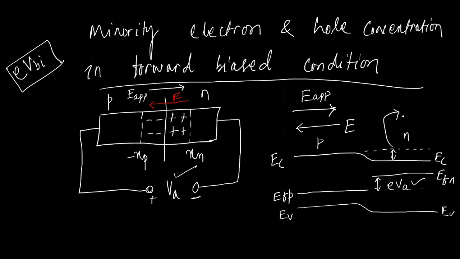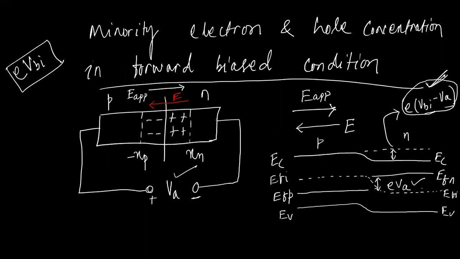So what is this value? Earlier it was EVBI, so we can write it as VBI minus VA. The change in the potential now is VBI minus VA. So the energy bending here, the bending of the conduction band or the valence band, or the intrinsic Fermi energy level, which is also bending in exactly the same way as the conduction band and valence band. If you write the intrinsic Fermi level as EFI, we got the difference in energy, which is E(VBI minus VA). This is what we need.